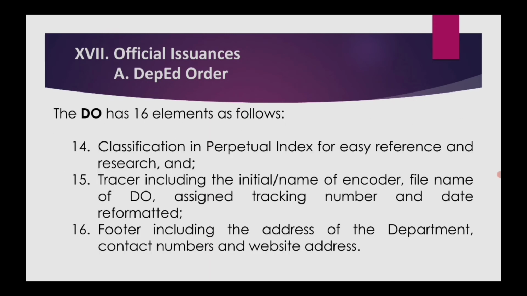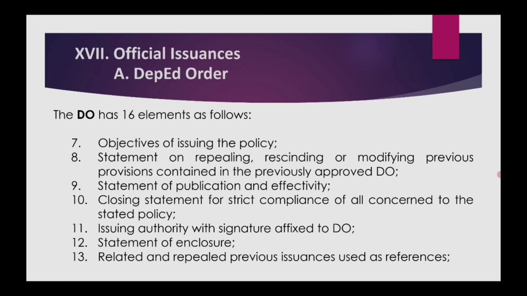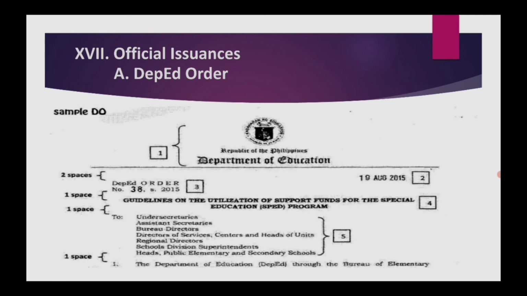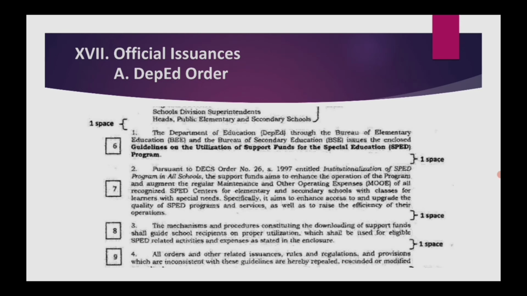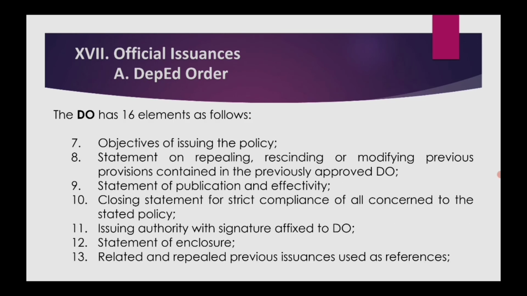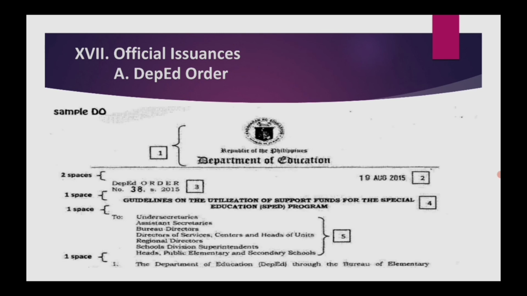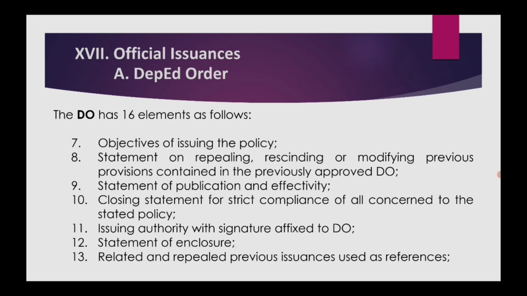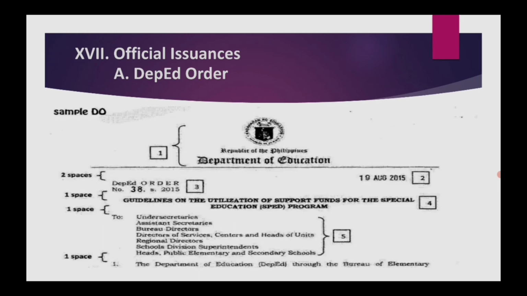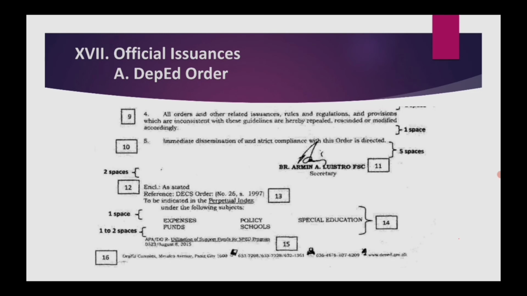Number 7, let's check. 7 is the objectives of issuing the policy. Okay. Number 8 is the repealing issue. And number 9 is the statement of publication and effectivity. Okay. Number 10, so this is the closing statement for strict compliance of all concerned to the stated policy. And number 11 is the issuing official or signatory for the DepEd order.